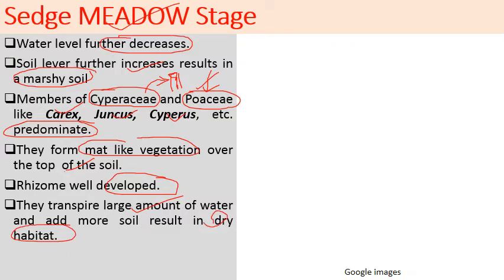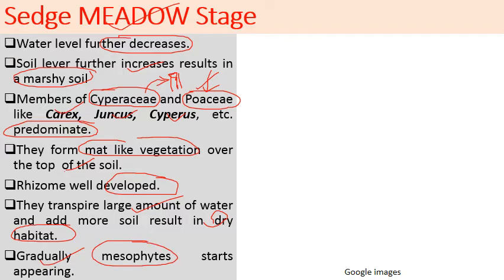And these conditions favor the entry of the next community. So gradually mesophytes start appearing. Mesophytes are the plants which require all the optimum conditions of water, temperature and other abiotic conditions for their survival.